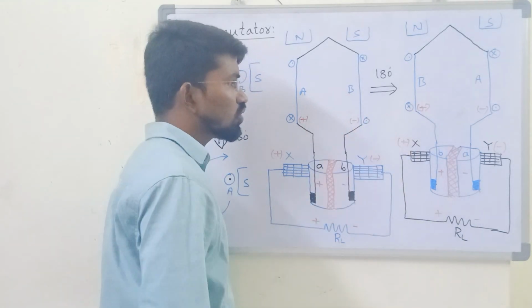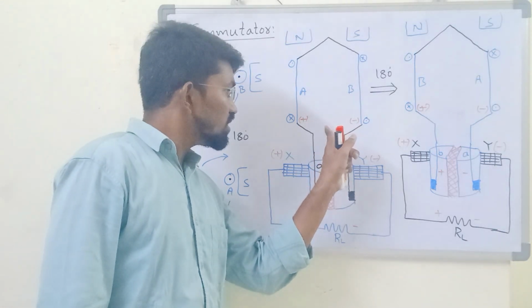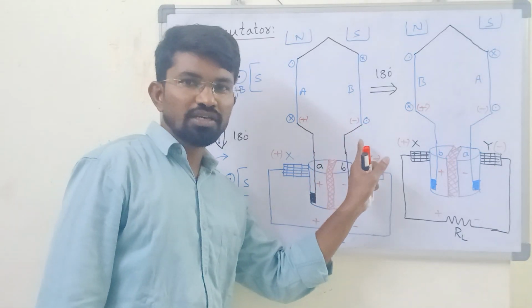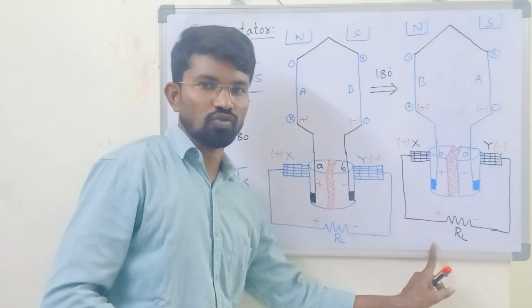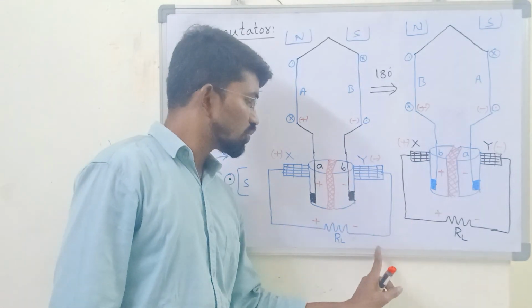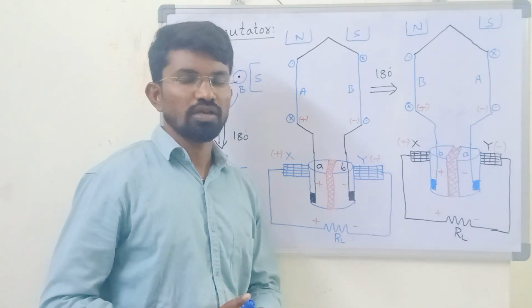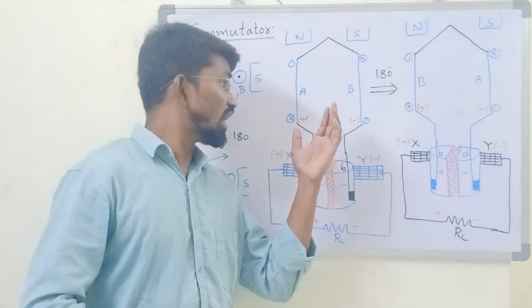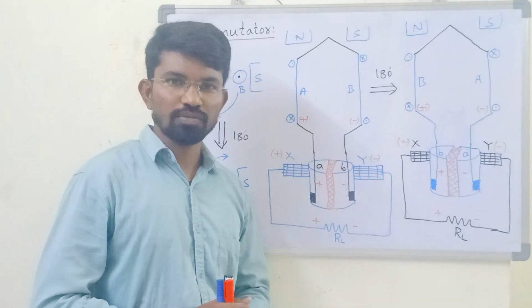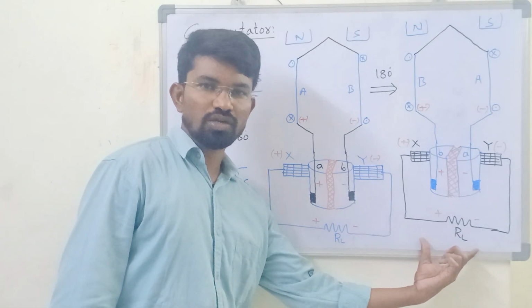Now from this we can conclude that inside the armature conductors, the EMF induced is alternating in nature, but the output voltage is direct voltage. So the final conclusion is, in a DC generator, the EMF induced inside the armature is alternating in nature, and the output voltage across the load is direct voltage.